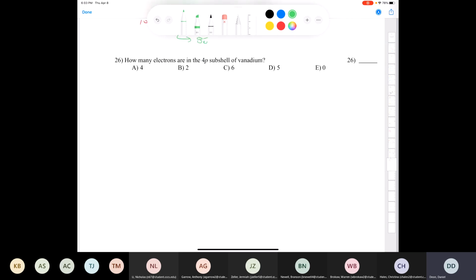Next question, 26. How many electrons are in the 4p subshell of vanadium?